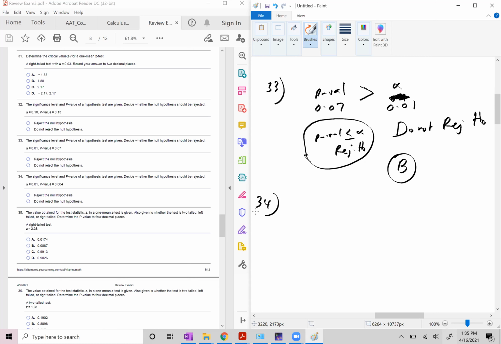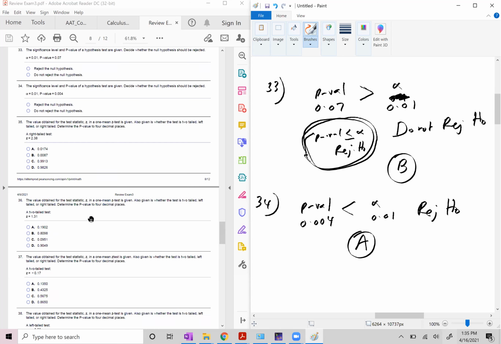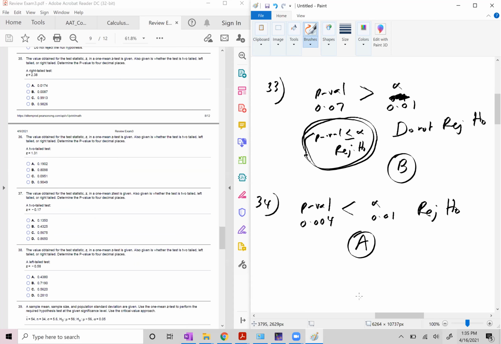34, p-value 0.004, alpha 0.01. Now this is less, right? P-value here is less than 0.01 alpha. So if the p-value is less than or equal to alpha, we reject the null. So here our conclusion is to reject the null. So 34, answer A, reject the null hypothesis. So those three are easy, right? You simply need to compare those two things.